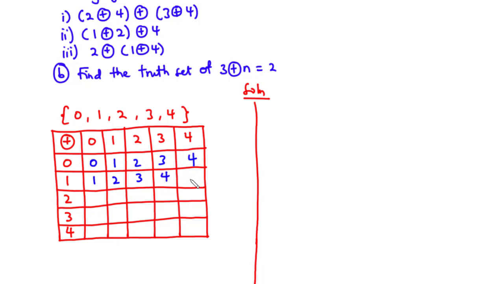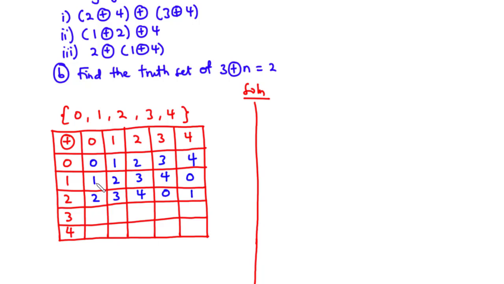Now, because we are working with mod 5, we can't have 5 in the table. So we are going to divide 5 by 5, which will give us 1, remainder 0. Now, since we are interested in the remainder, we are going to write the remainder in the table. So that is 0. 2 plus 0 is 2. 2 plus 1 is 3. 2 plus 2 is 4. 2 plus 3 is 5. 5 divided by 5 is 1, remainder 0. 2 plus 4 is 6. 6 divided by 5 is 1, remainder 1.